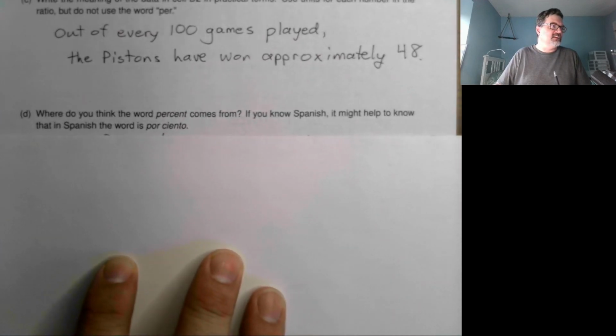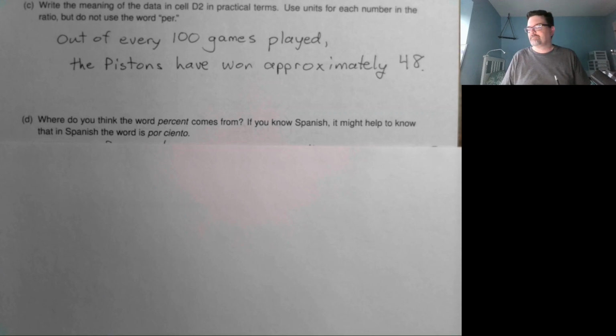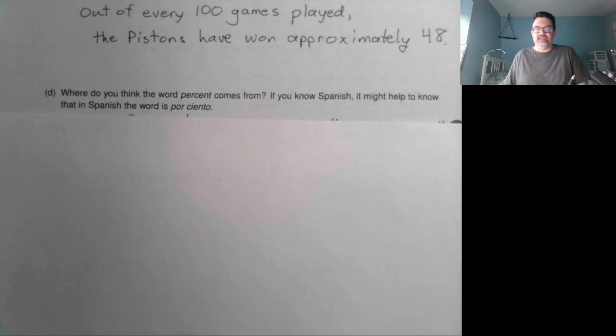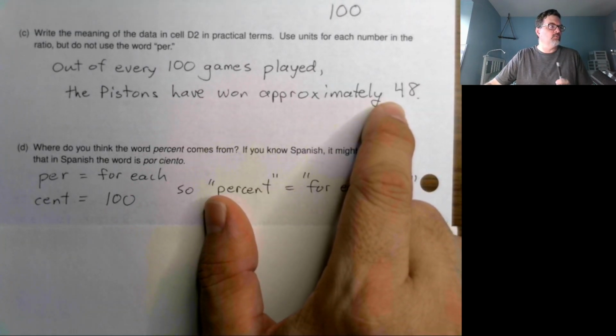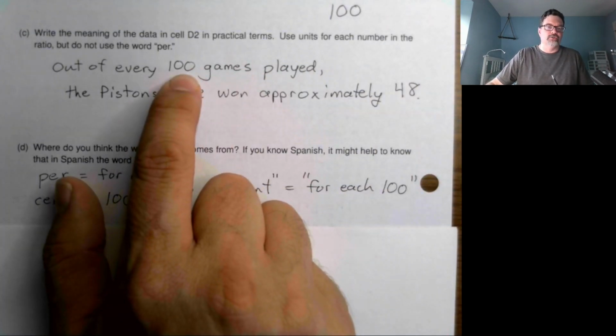So that word percent, if you know some Spanish, it might make some sense where that comes from. But the word percent is very much related to the hundred. So the per, like we talked about before, is translated as for each, and cent is that prefix, or suffix, that means 100. So when we're stating a percent, we're saying this many for each 100 whatever. The Pistons have 48 wins for each 100 games they play.